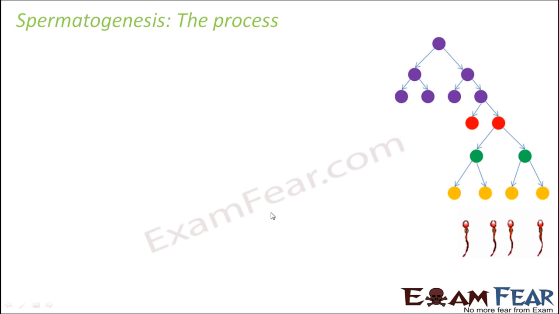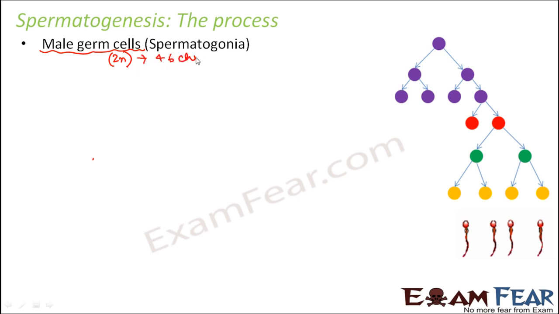of testes. Now the story of spermatogenesis starts with the male germ cells, which are also known as spermatogonia. Now male germ cells are those cells which form the inner lining of the seminiferous tubules, right? These male germ cells are diploid cells, that is they have 2N chromosomes, that is in the human body they have 46 chromosomes. Right?